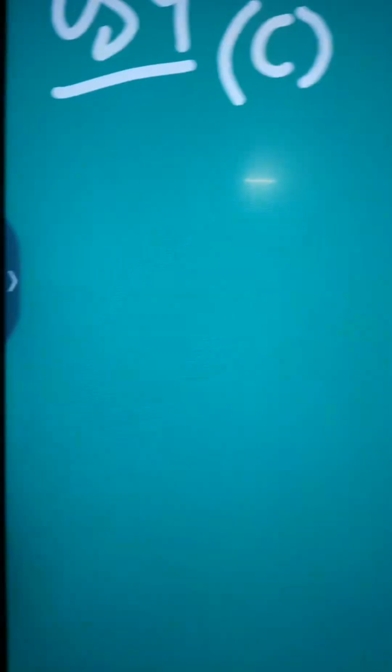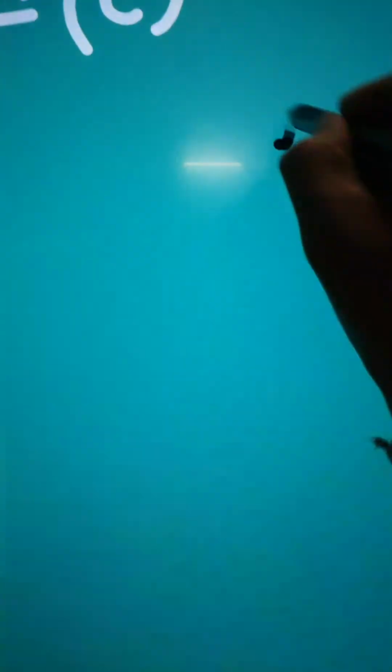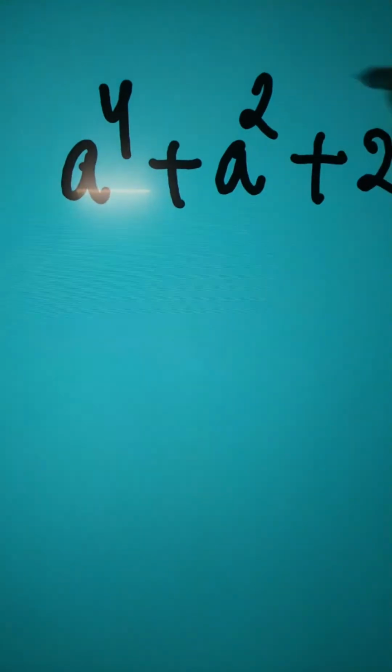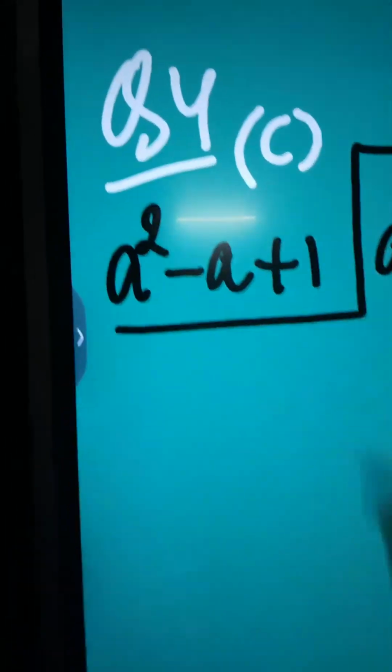This is question number 4, C part. Now you can see and do side by side. The question is a⁴ plus a² plus 2, to be divided by a² minus a plus 1.